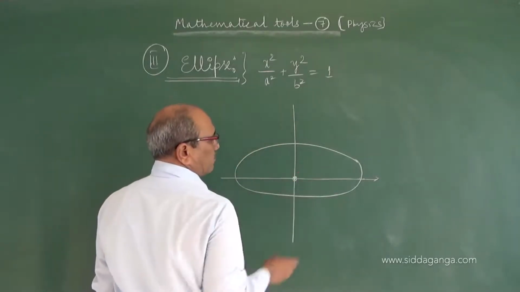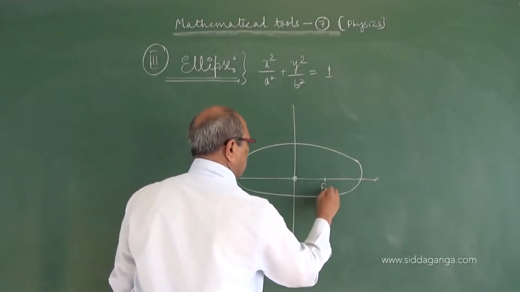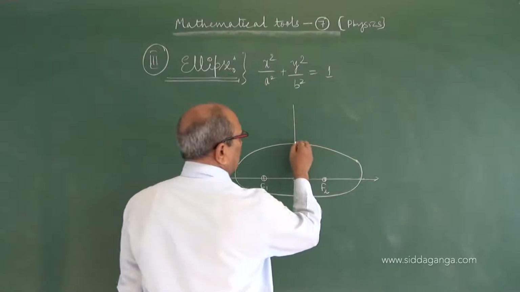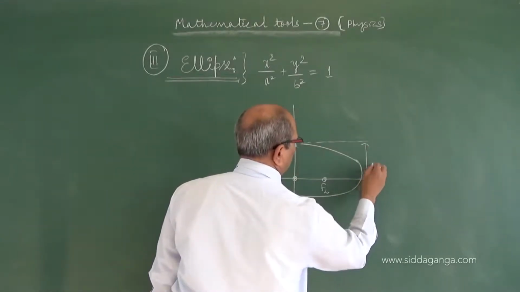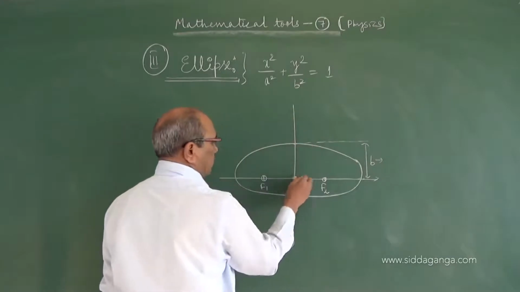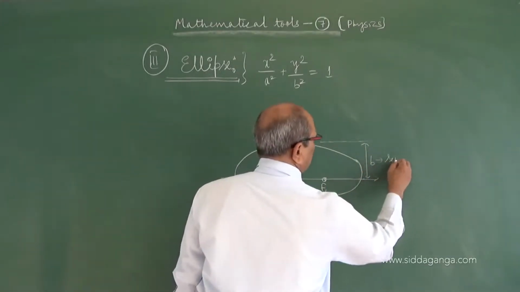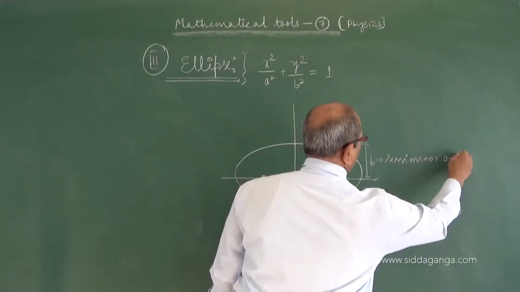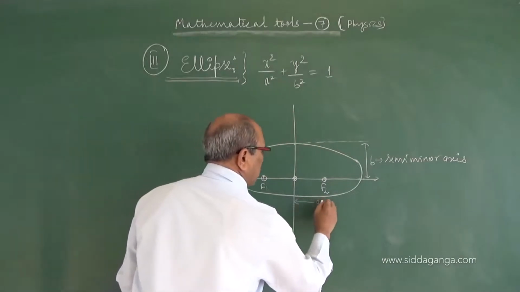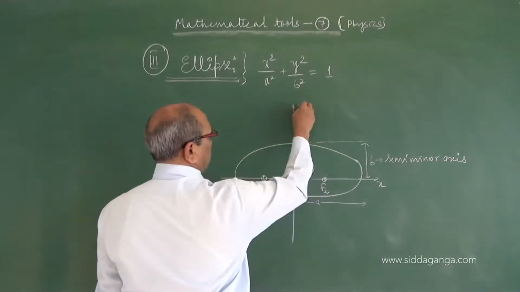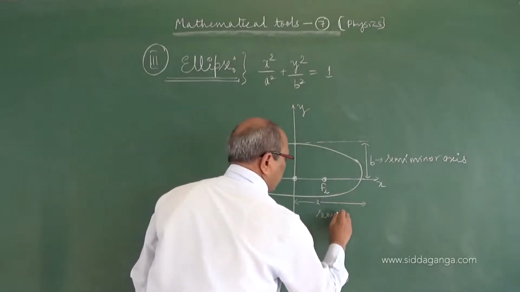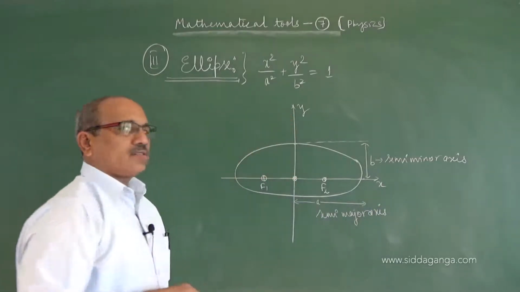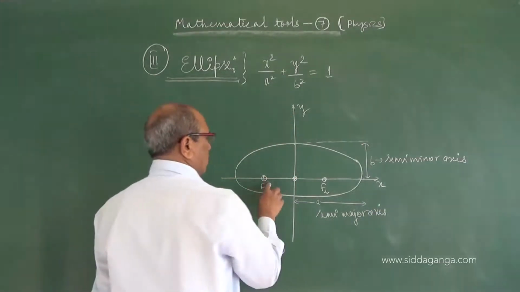So this is the intersection and it has two foci, F2 and F1. And this height, the half vertical height, is called the semi-minor axis. And this is A, which changes along x, y. This is called the semi-major axis. These are the foci.